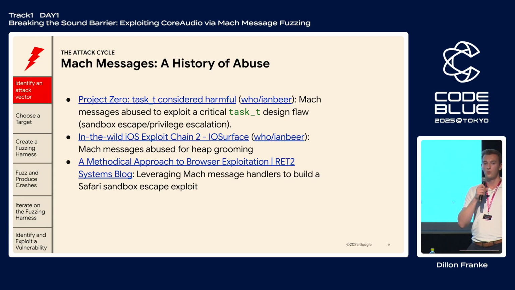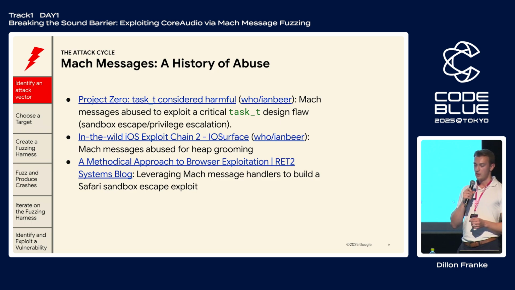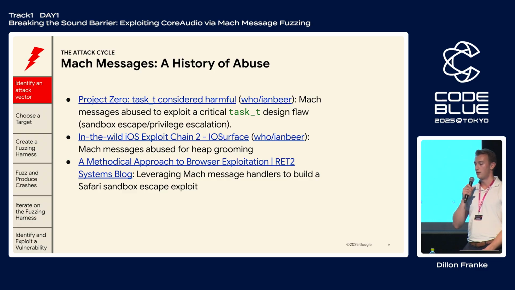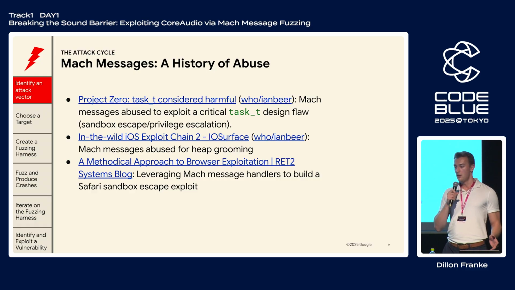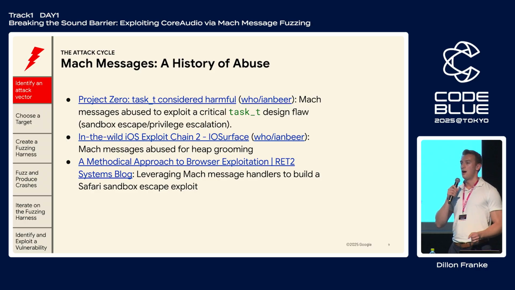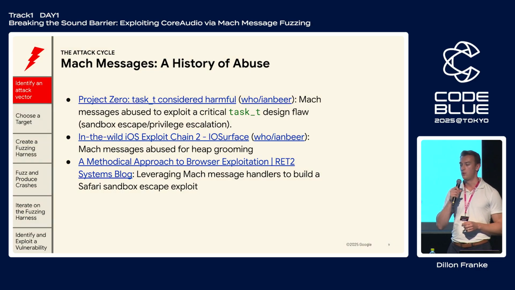Mach messages do have quite the history of abuse. I linked to a couple of recommended readings here. A couple from Ian Beer of Project Zero did some really nice work showing how Mach messages can be used for heap spraying, as well as sandbox escapes and privilege escalation. Another great blog post I recommend if you're interested in learning about Mach messages and fuzzing is this one from Ret2 Systems here, a methodical approach to browser exploitation. They go through finding a Safari exploit and then using fuzzing to chain that with a sandbox escape at Pwn2Own.